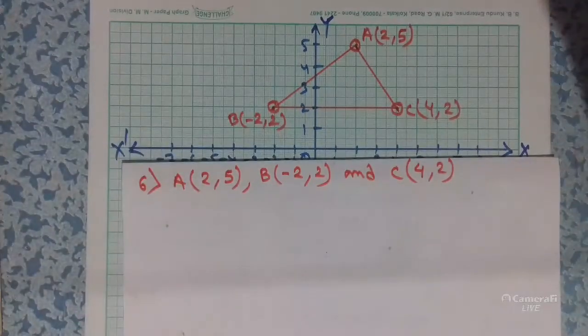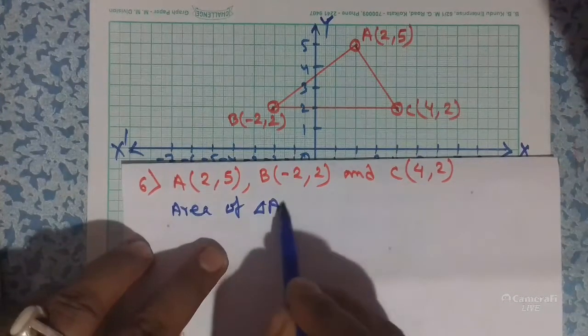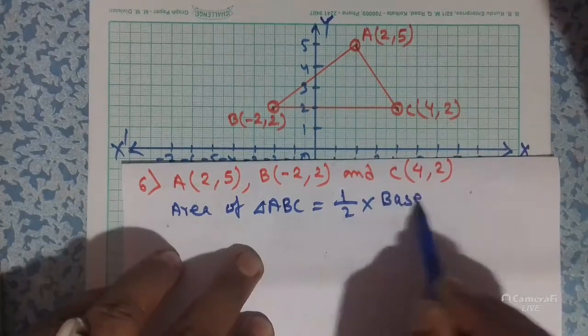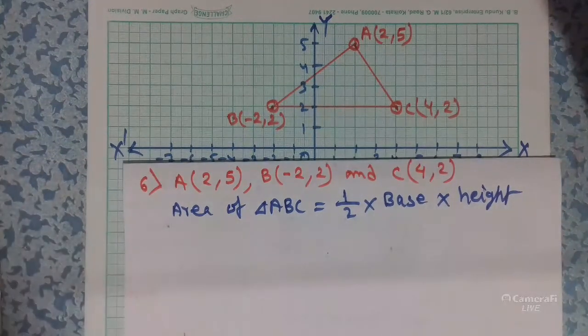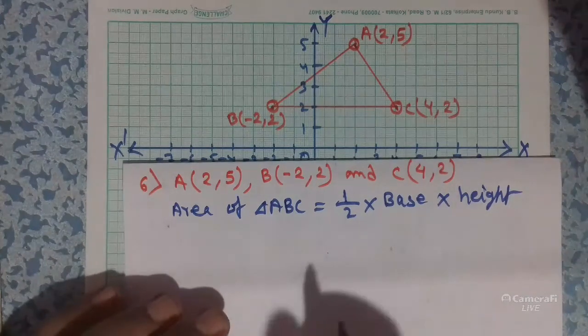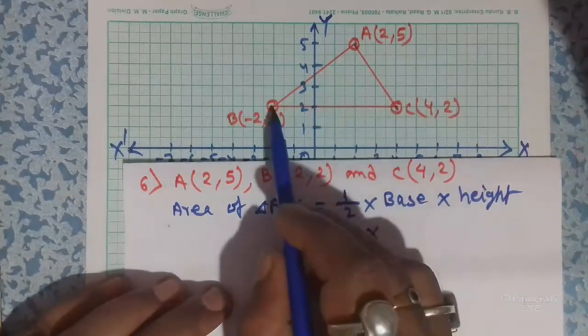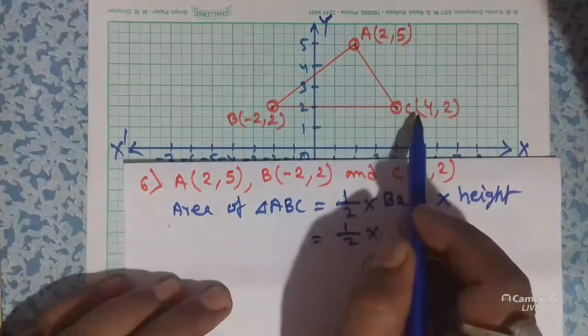So students, we know that the area of a triangle is half into base into height. Area of triangle ABC is equal to half into base into height. This is the formula to find the area of the triangle. So half, here base is how many units? This is BC, the base. In this triangle ABC, BC is the base.